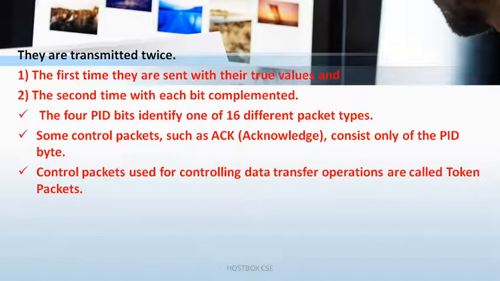Then some more points here. They are transmitted twice. The first time they are sent with the true values, and the second time with each bit complemented. The 4 PID bits identify one of 16 different packet types, based on the diagram. Then some control packets, such as acknowledgement, consist of one PID byte, and control packets are also used for controlling data transfer operations and are called token packets.